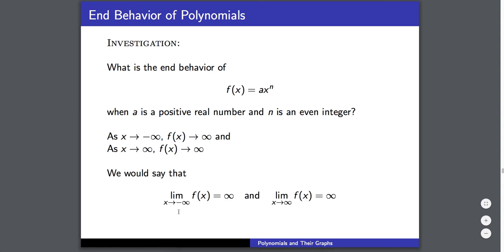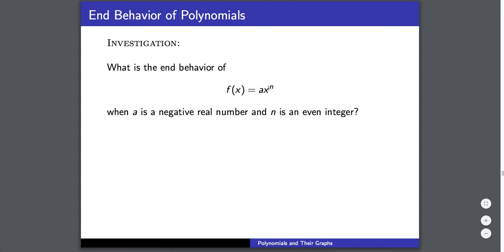So here we have the limit as x approaches negative infinity of our function is infinity. It goes up forever without stopping. And as x approaches infinity, or as x goes to the right, the y values of our function are also going up forever, approaching infinity.